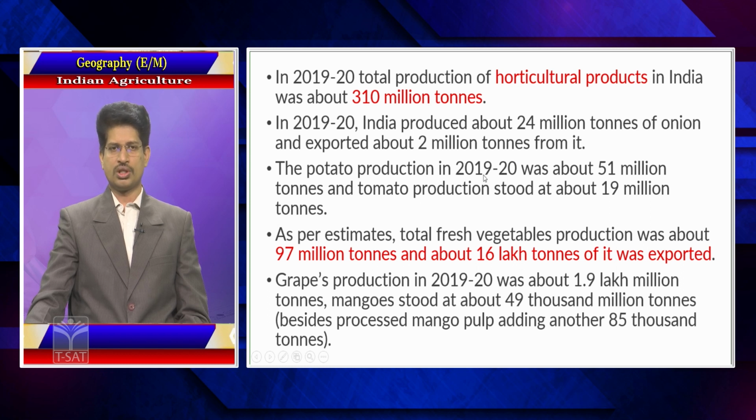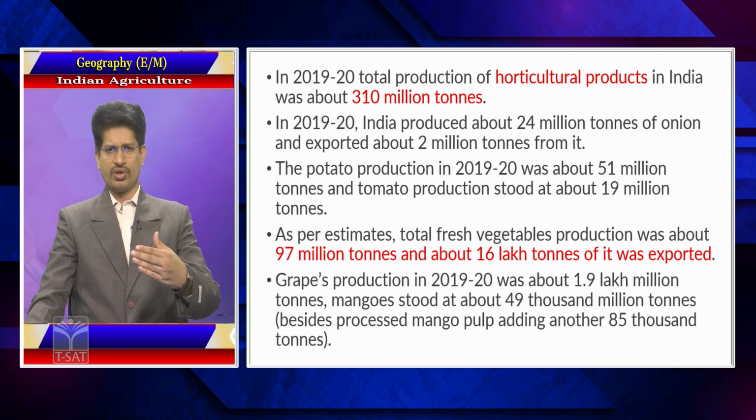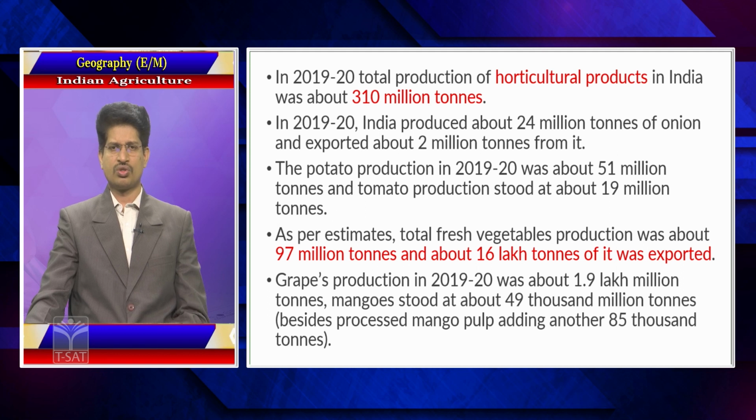Potatoes in 2019-20, the production is 51 million tons, and tomatoes it is around 19 million tons in terms of vegetable production. As per estimates, total fresh vegetable production was about 97 million tons, about which 16 lakh tons of it was exported. So any of these data can be converted into a question in terms of lakhs of tons of export of fresh vegetables from India.